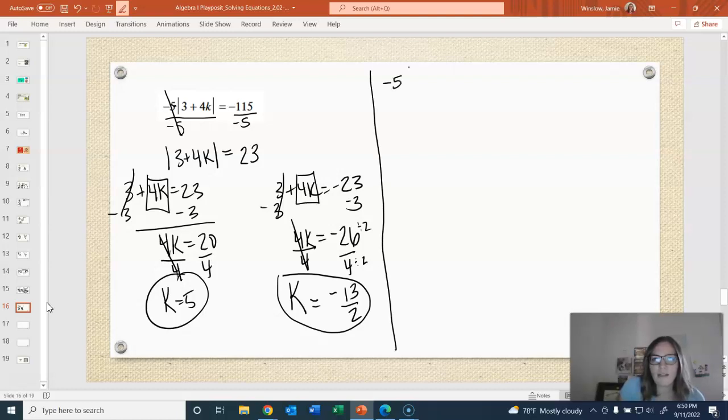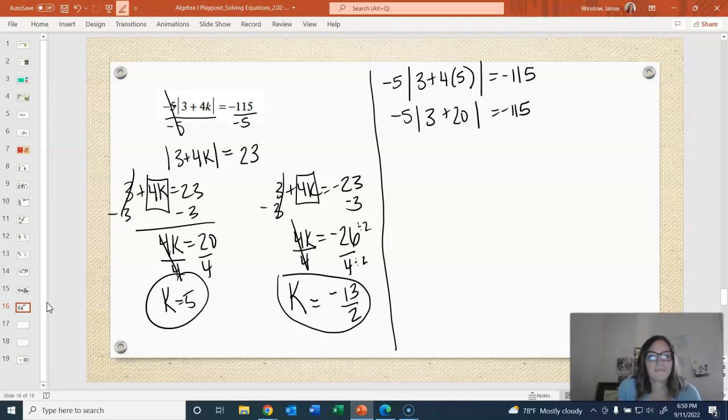So negative 5, absolute value, 3 plus 4 times 5. Okay, remember our PEMDAS or GEMDAS. Absolute value bars are a grouping symbol. So we'll do the inside first. 4 times 5 is 20. 20 plus 3 is 23. The absolute value of 23 is 23.